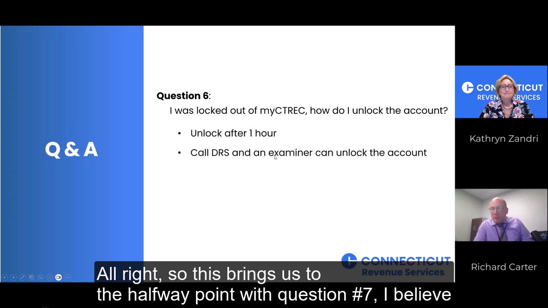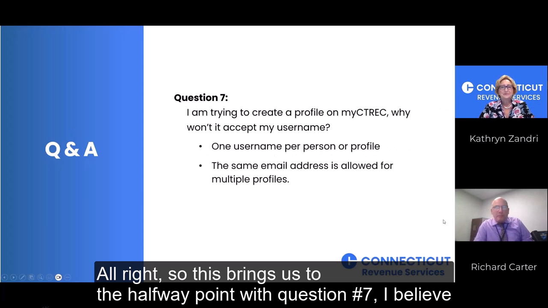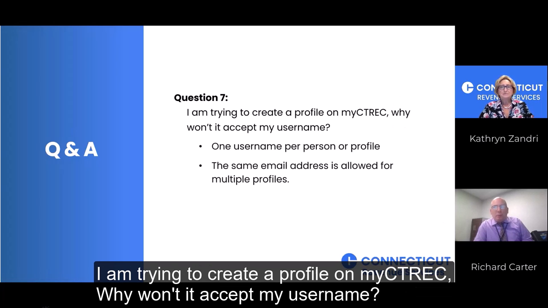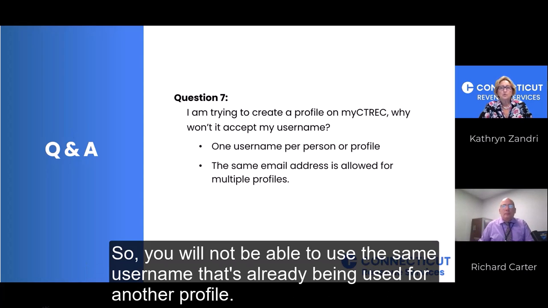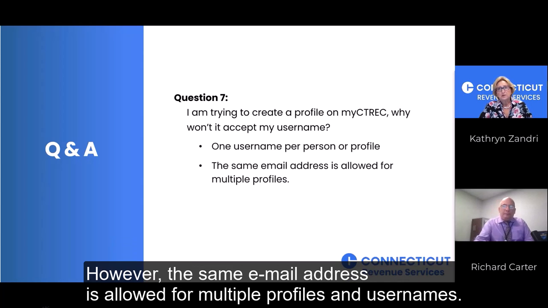All right, very good. So this brings us to the halfway point with question number 7, I believe. I am trying to create a profile on my CT rec. Why won't it accept my username? Well, usernames, Rick, are limited to one username per person or profile. So you'll not be able to use the same username that's already being used for another profile. However, the same email address is allowed for multiple profiles and usernames.